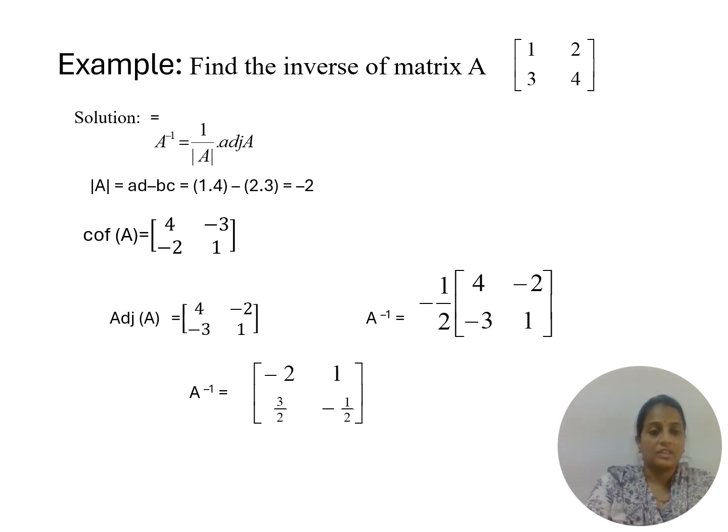So 1, 2, 3, 4. Determinant of this matrix is 1 into 4, AD minus BC. That means 1 into 4, 4, minus 2 into 3, 6. 4 minus 6 is equal to minus 2. So here determinant A is not equal to 0, so we find the inverse of this matrix.